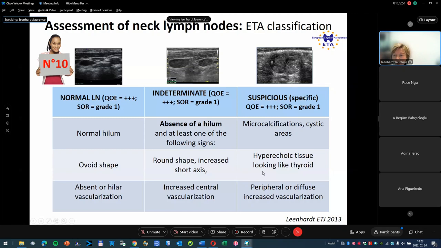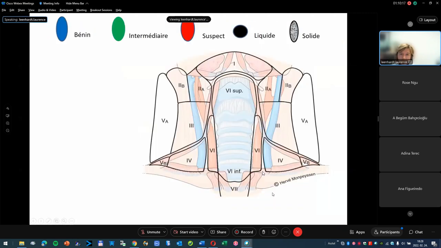And in the suspicious group of lymph nodes, only one criterion is enough to classify your lymph node as a malignant one: the presence of microcalcification, the presence of a cystic area inside the lymph node, or a hyperechoic tissue that looks like thyroid, or a peripheral or diffuse increased vascularization.